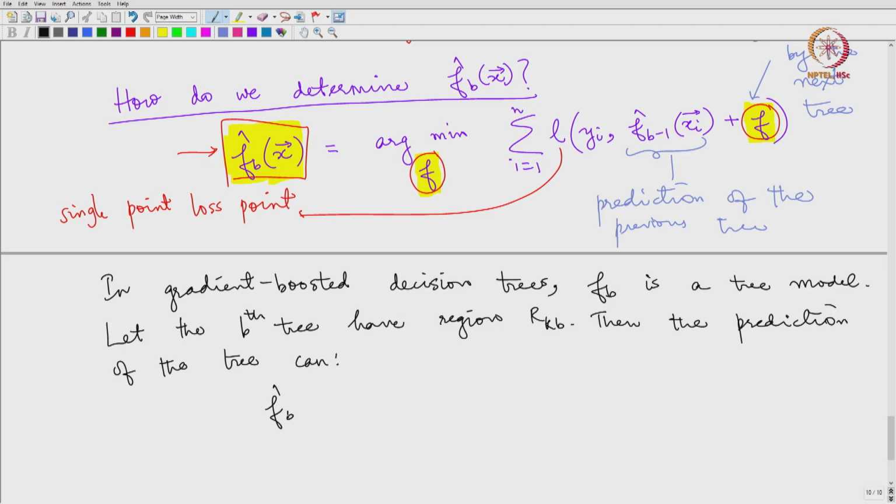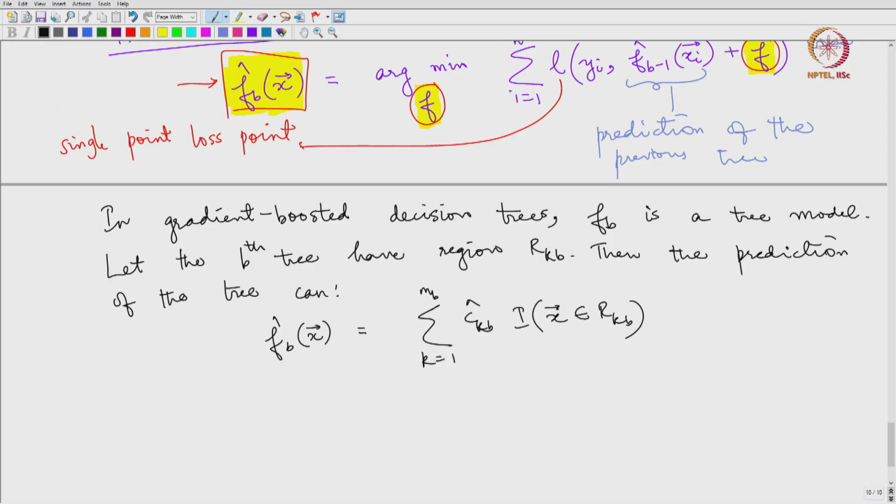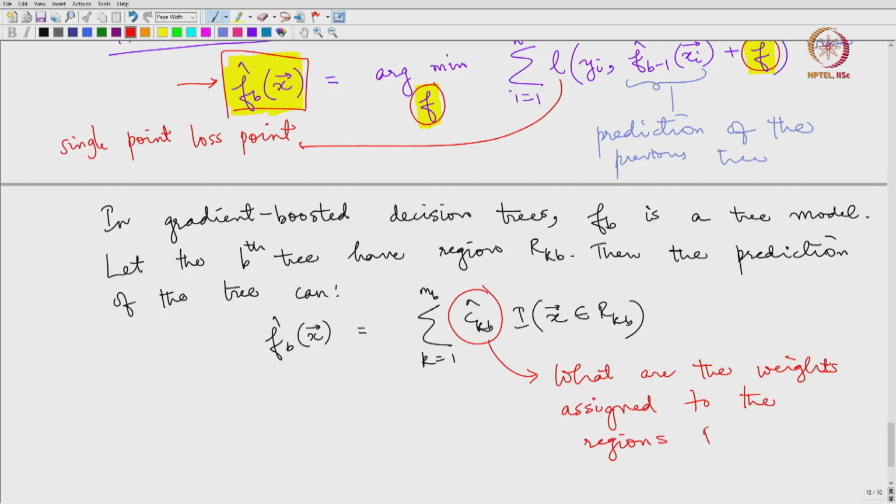So, you already know how you can write the prediction of a decision tree, and that is just the sum over all the regions, the constant associated with every region times an indicator function which tells you whether the point x belongs to that region or not. So, this is what you already know, but what we need to discuss is how do we obtain these c_k hats. So, what are the weights assigned to the regions R_kb? Okay. So, that is a question which we will be answering in the next lecture.